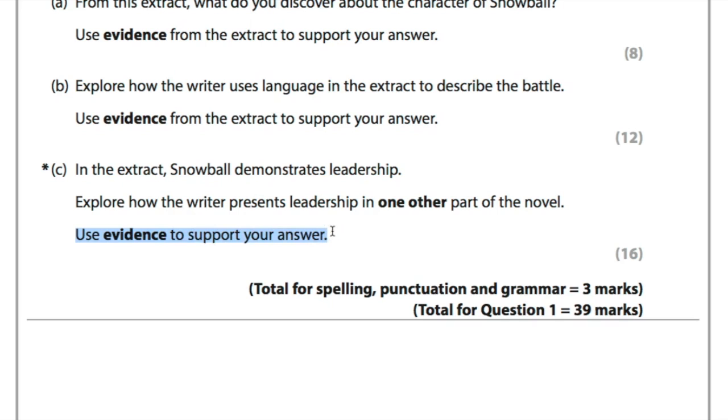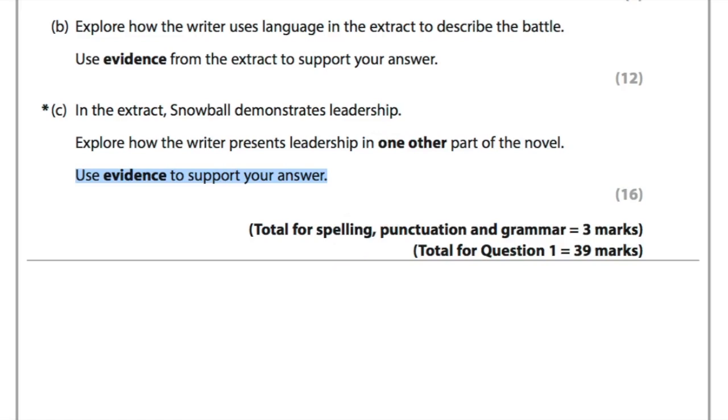Right through GCSE, right through A-level, when I studied English at university as well, this one phrase here is the most important thing that you'll remember. You always have to use evidence to support absolutely everything.